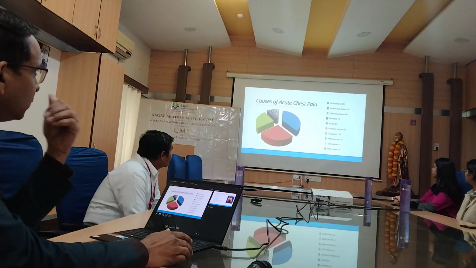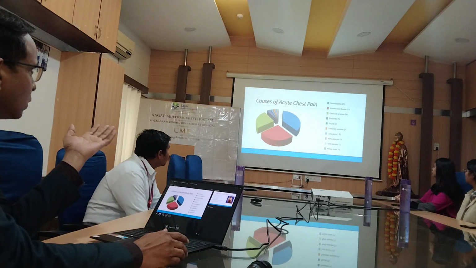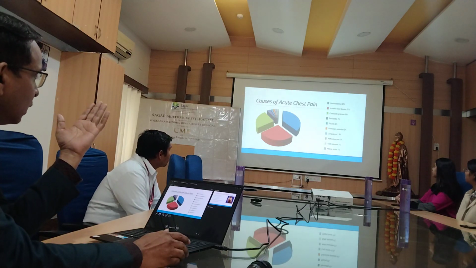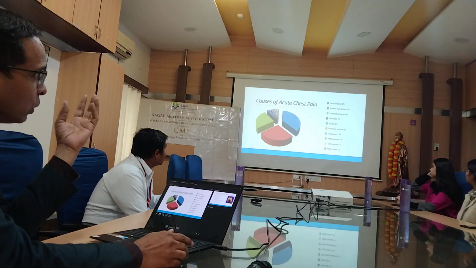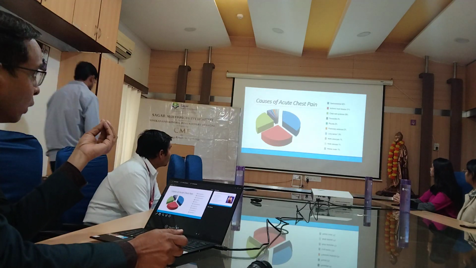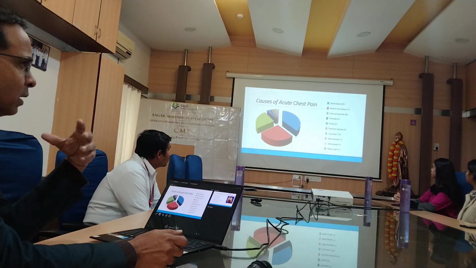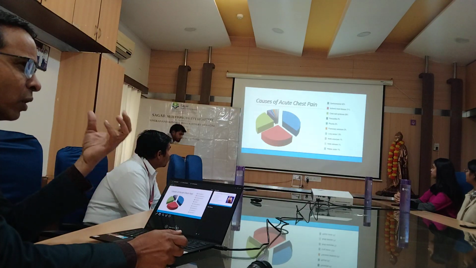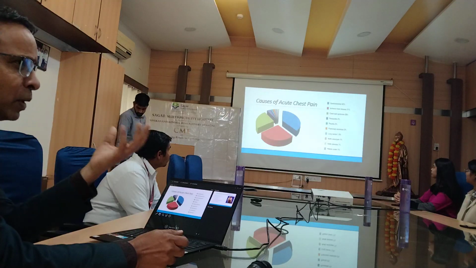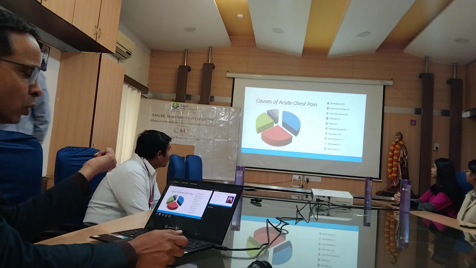So this pie chart shows the causes of acute chest pain. Most common is gastrointestinal, others are cardiopulmonary. Cardiopulmonary causes are the life-threatening causes. Some may be due to chest wall conditions like muscular pain, costochondritis, or herpes zoster, which is also a common cause in old age.